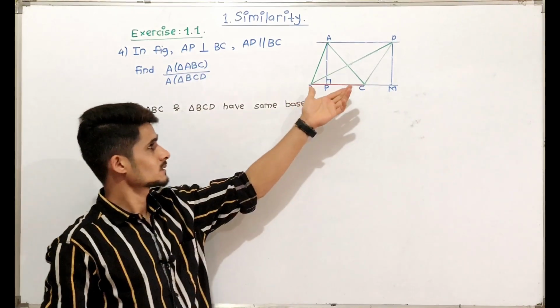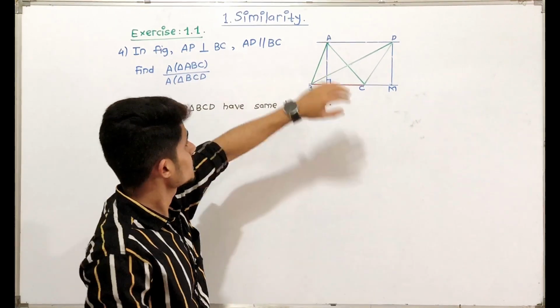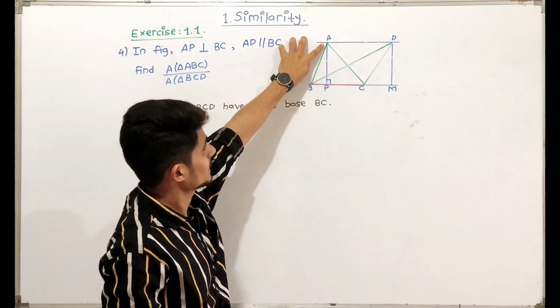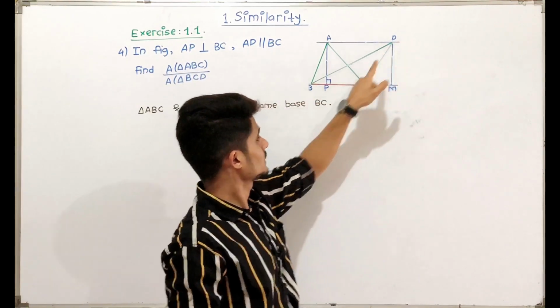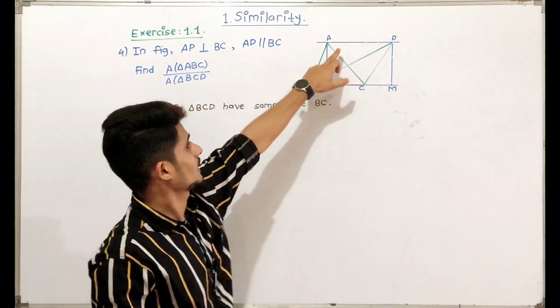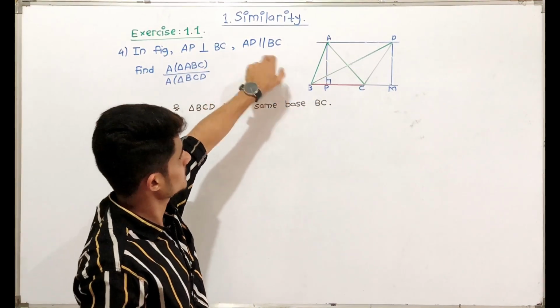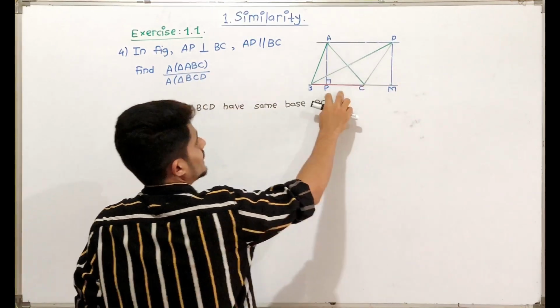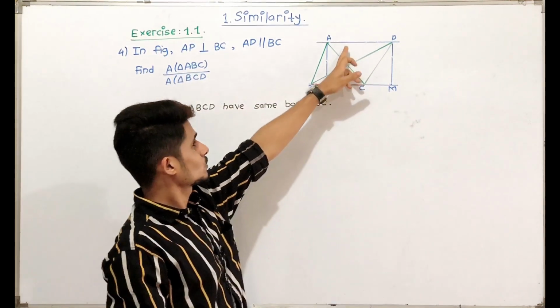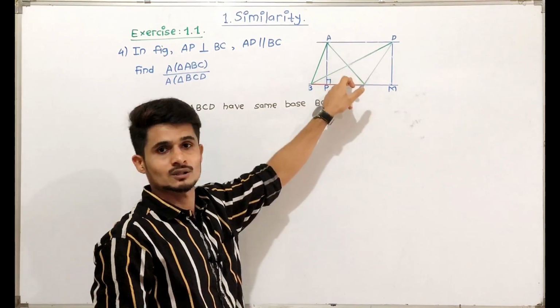Have same base BC. As you can see, the vertices of triangle ABC and BDC are on the parallel lines. It is given that AD is parallel to BC and the vertices are on the parallel line, so the distance between the two parallel lines is constant.